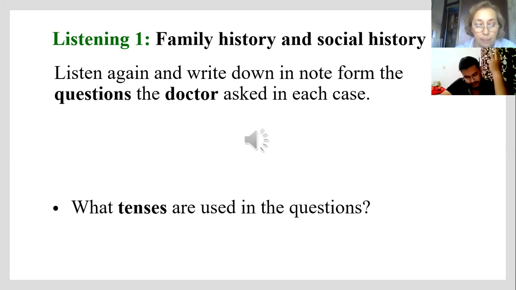And in conversation 3: do you smoke at all? How many do you smoke? When did you start smoking? Have you ever stopped? And when was the last time you stopped?